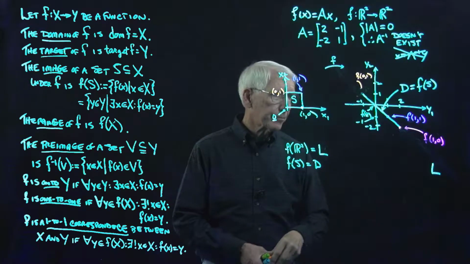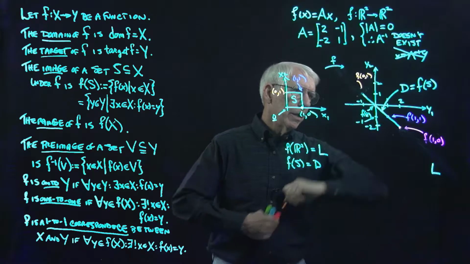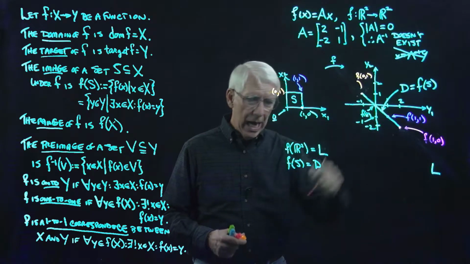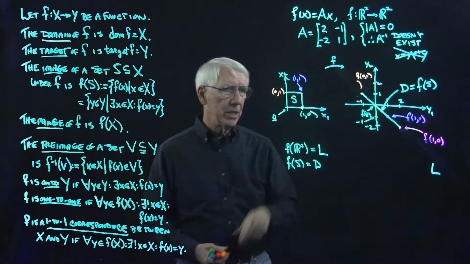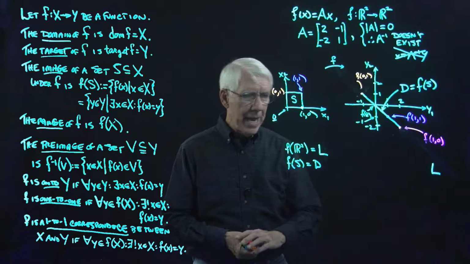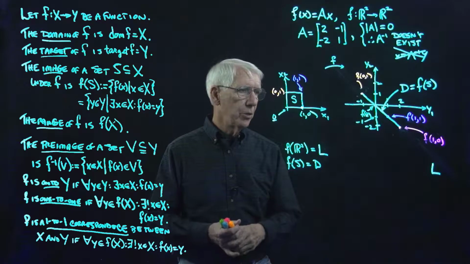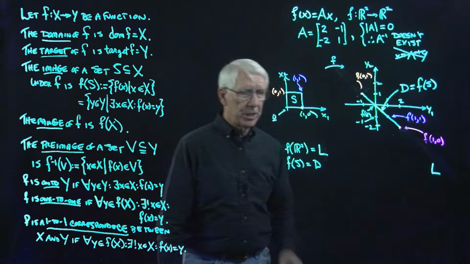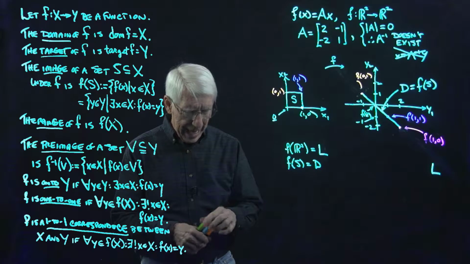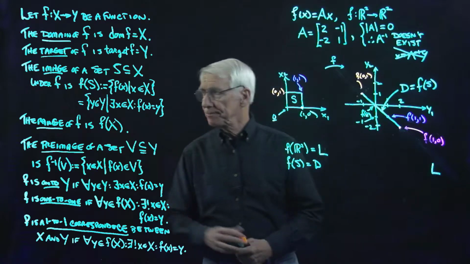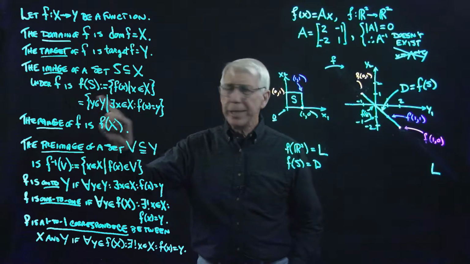So let's come back and focus just on the set D, this line segment here, which is the image of the unit square. What I want to do now, and this is really the last thing we're going to do, is something I didn't do in the first example, and that is look at the pre-image. So let's look at the notion of the pre-image of a set.